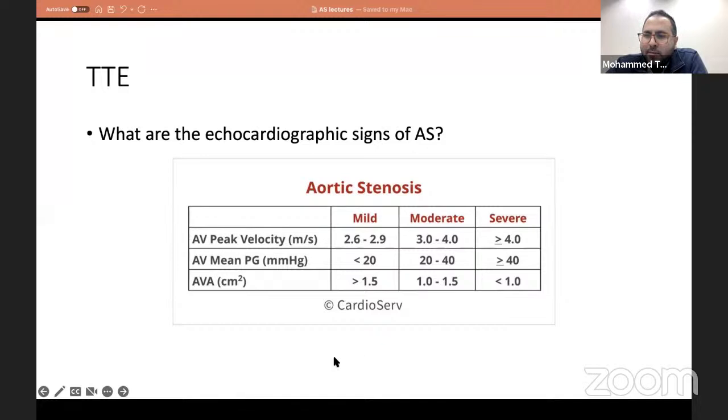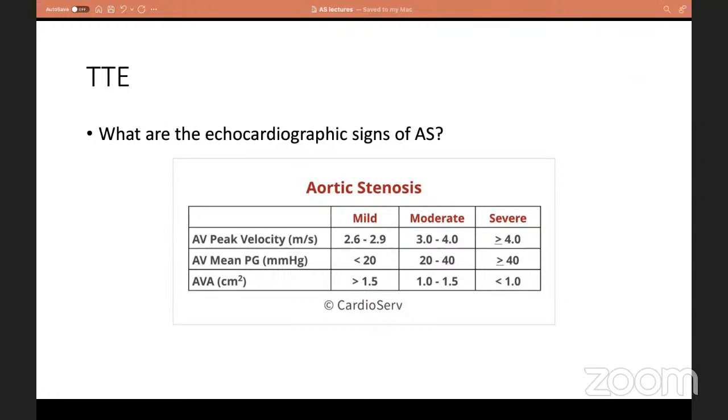Abdul Karim, a little while ago we heard in the previous lecture most of the guidelines for valvular heart disease. How do you put patients with aortic stenosis? What are the stages of aortic stenosis?